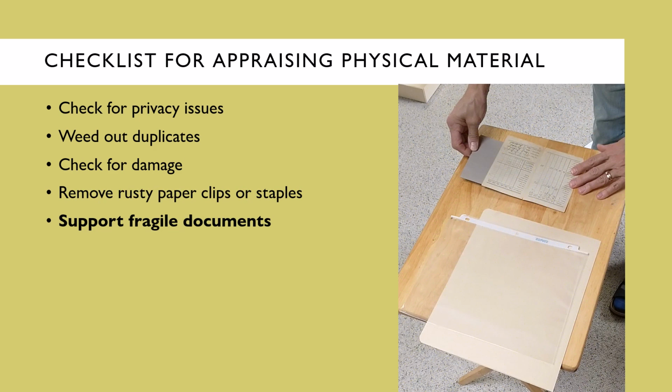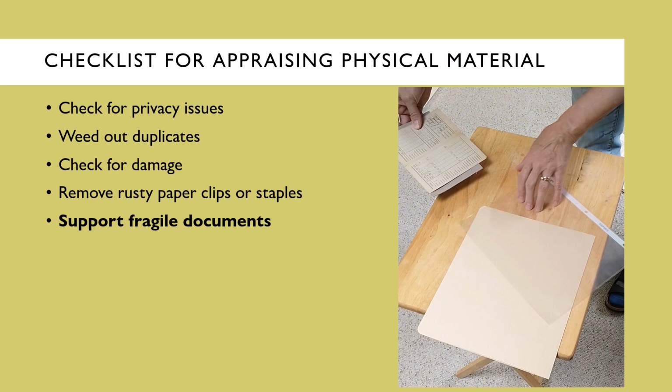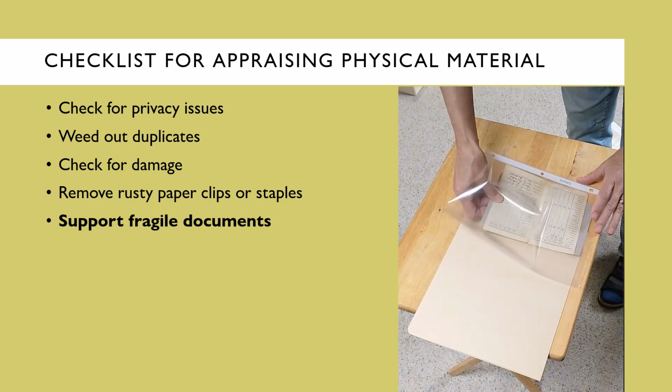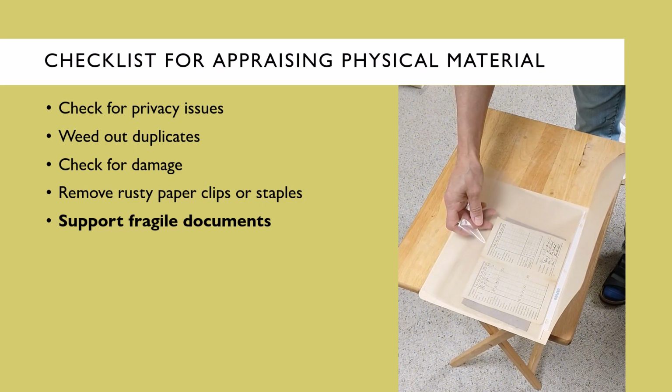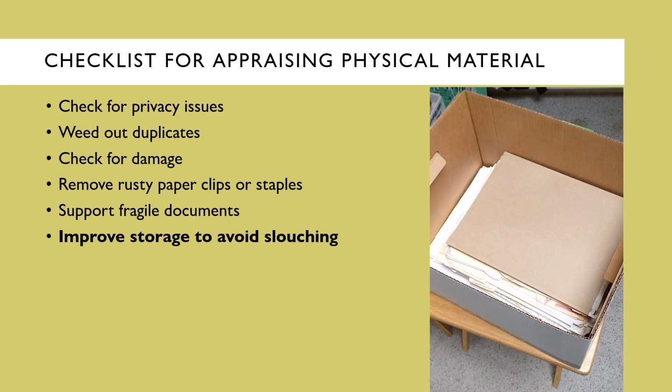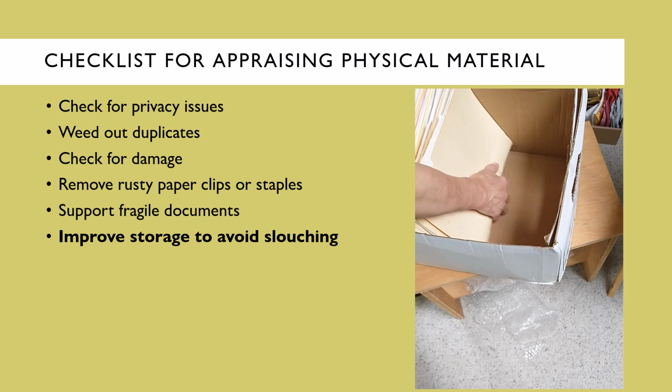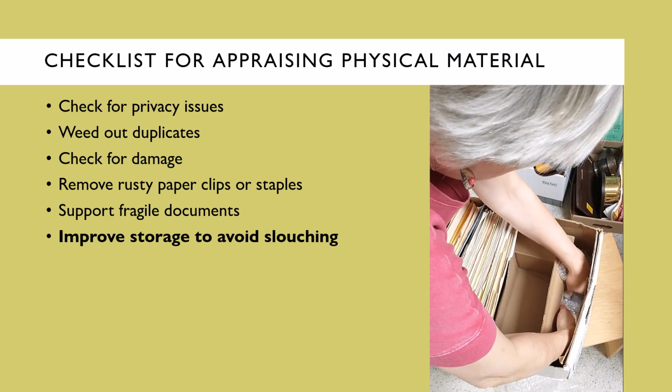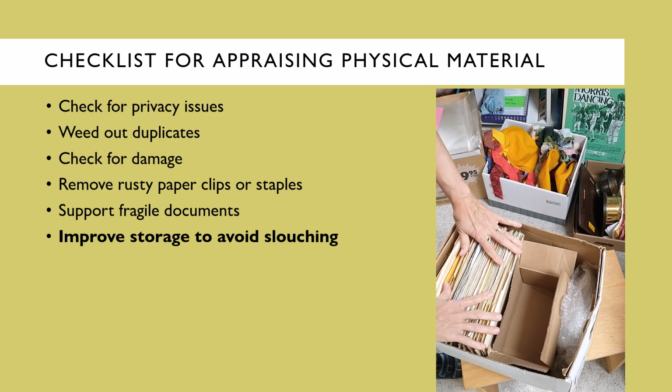Look for fragile documents. You can put cardstock or lightweight cardboard underneath the document for support. Then enclose them in a plastic sleeve of some kind for protection. You want to store the papers so that they are upright or lying flat. What you want to avoid is storing papers so that they slouch or bend. A tip here is to fill in empty space around file folders with bubble wrap or packing paper to help support them.